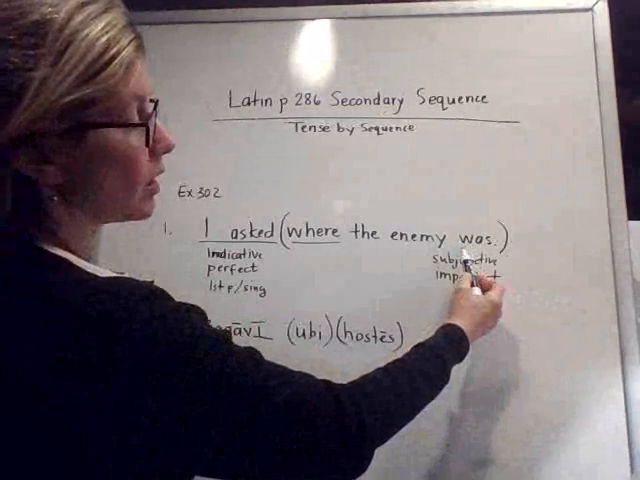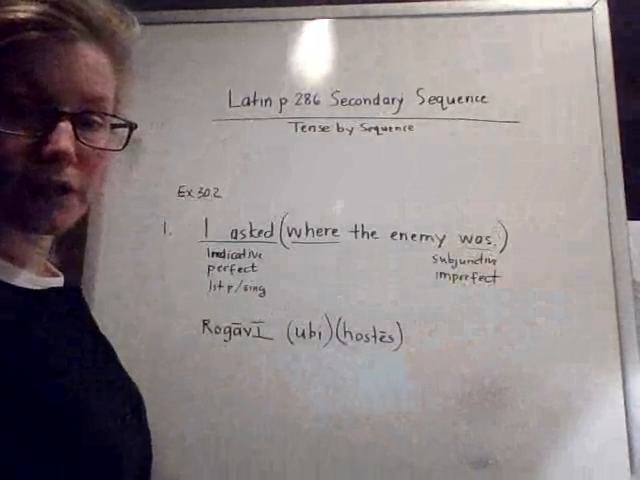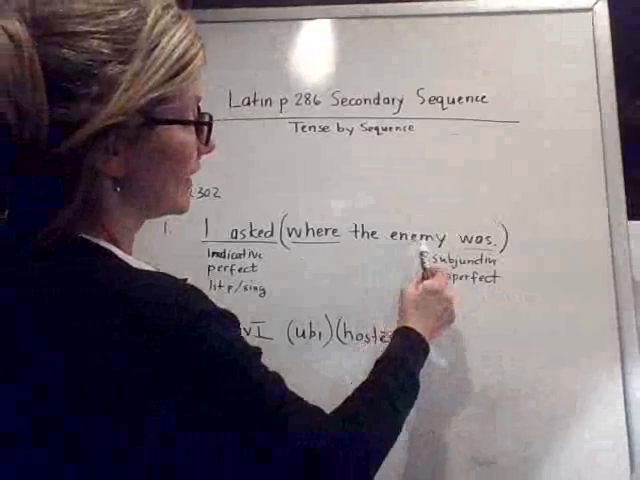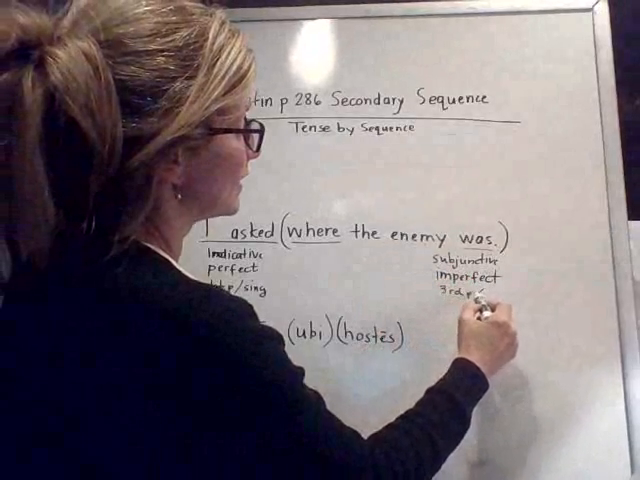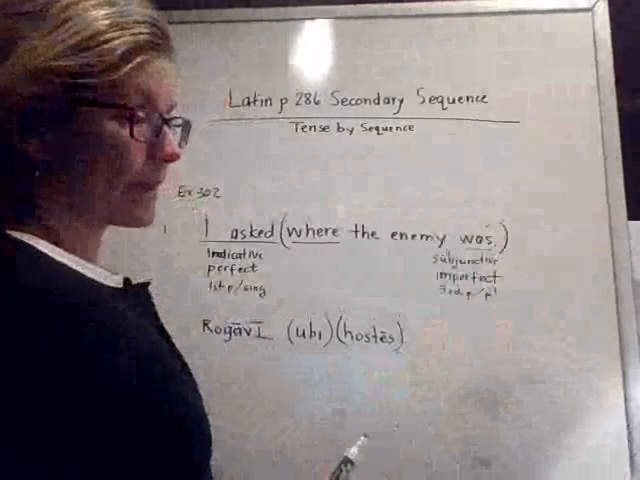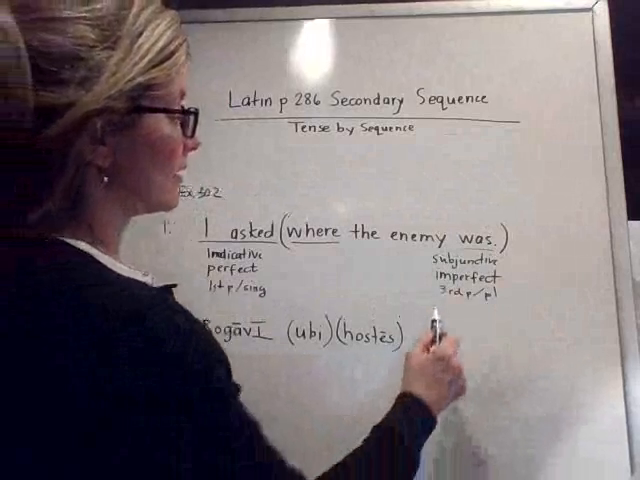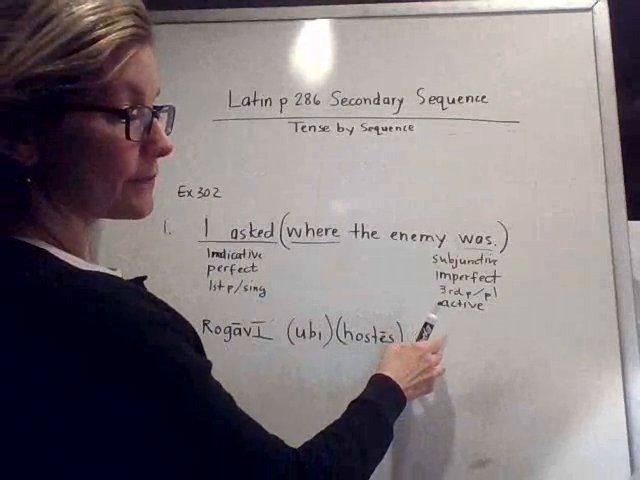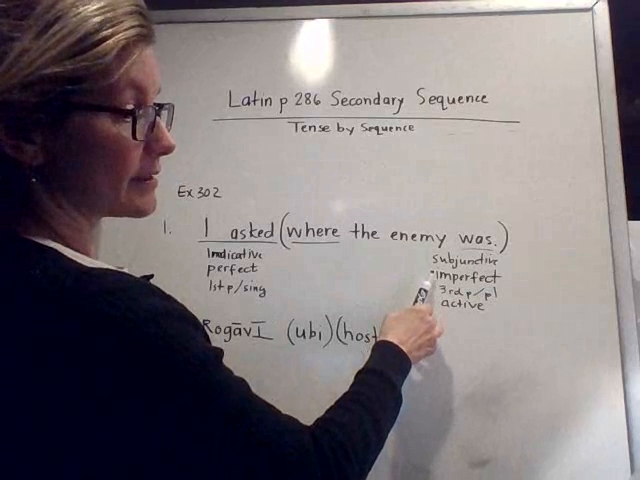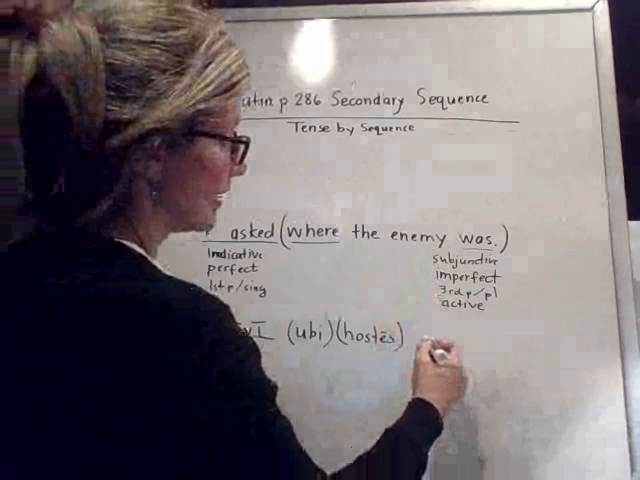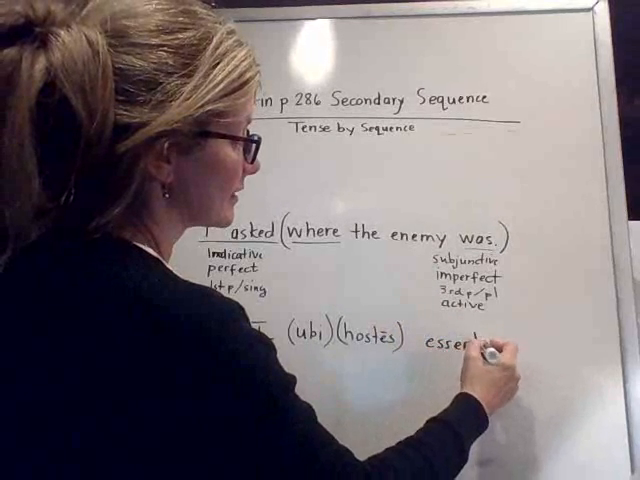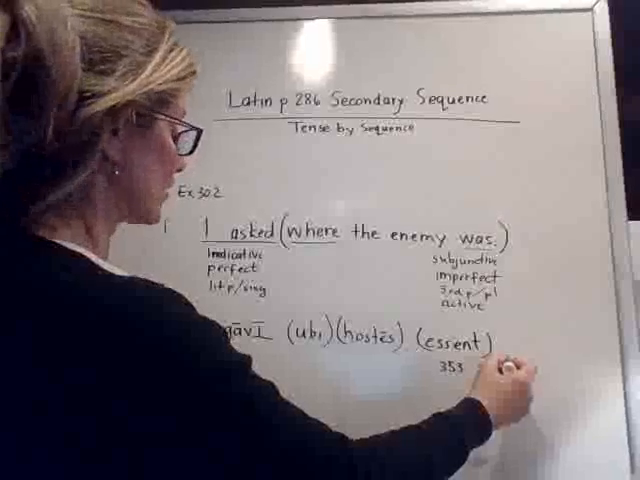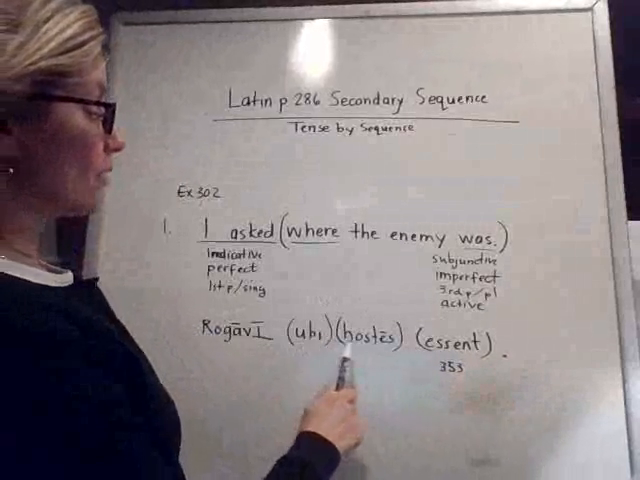All right, and then we have our verb over here, was, which is one of the to be verbs. It's an irregular verb, so it actually has its own grammar page. The enemy tells us this is third person, and it is plural. What else? I think that's all we need to know, really. This is also in the active voice. All right, so if we look up active, it is subjunctive, it is imperfect, third person plural, and we can see that the verb is essent. And that is grammar number 353. All right, and this is actually in an order that can stay this way. So rogavi, ubi, hostis, essent.